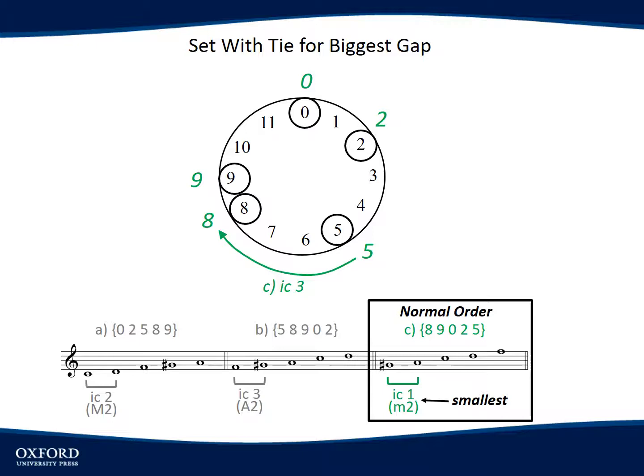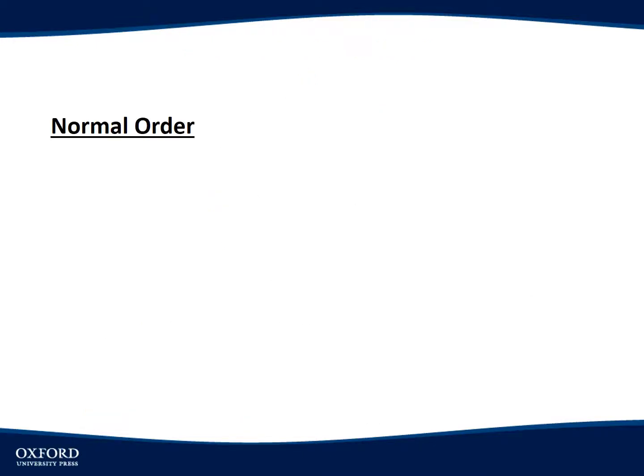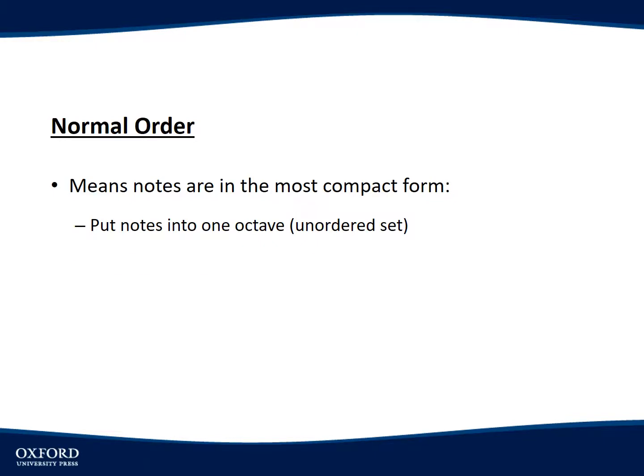Clearly, of these three choices, option C has the smallest interval at the bottom, so our normal order is 8, 9, 0, 2, 5. In this video, we showed two ways to find normal order and then looked at an extra challenging example. Normal order means that the notes are in their most compact arrangement, which you can do with either method by putting the notes into one octave, finding the biggest gap, and building up from the note after the gap.